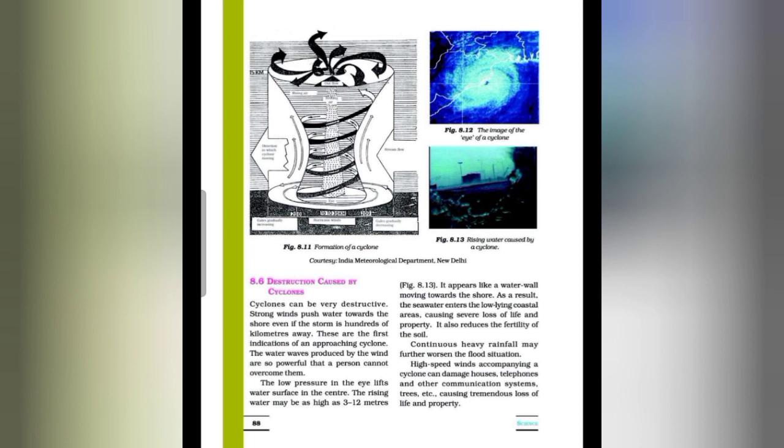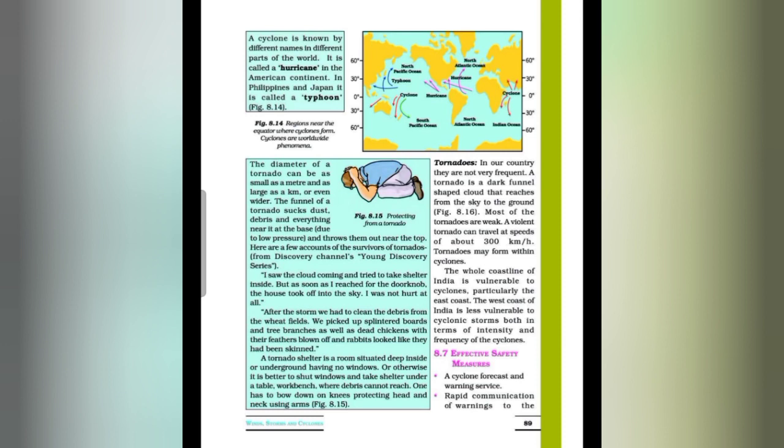We can take some precautions. So what precautions or effective safety measures we can take against the cyclone, now we'll discuss. And students, a cyclone is known by different names in different parts of the world. It is called a hurricane in the American continent. In the Philippines and Japan, it is called a typhoon. So there are different names for cyclones in different countries.